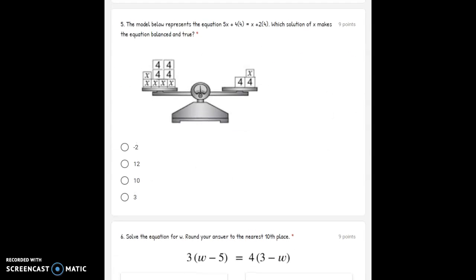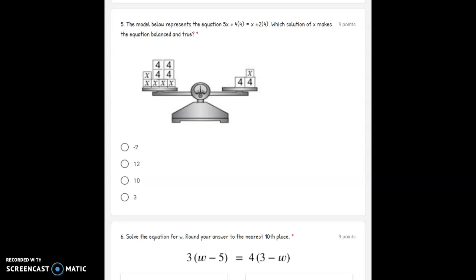Question number 5. Which model below represents the equation 5x plus 4 times 4 equals x plus 2 times 4? What solution of x makes the equation balanced and true? So again, the model below represents the equation 5x plus 4 times 4 equals x plus 2 times 4. What solution of x makes the model balanced and true?